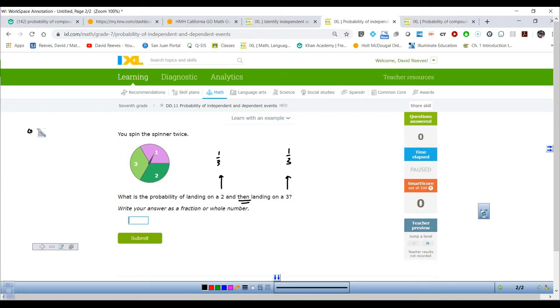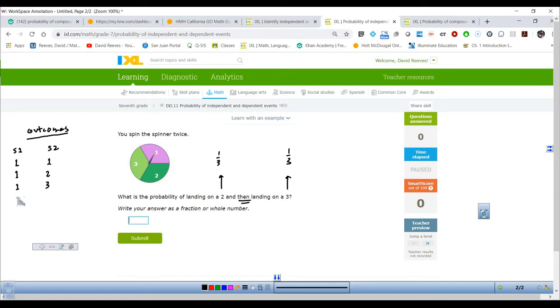So let's quickly look at the possible outcomes and then see if we can come up with the answer to this question. I'm going to put S1 for spin 1, and then I'm going to put S2 for spin 2. If we spin a 1 the first time, what could we get the second time? We could get a 1 again, or we could get a 2, or we could get a 3, right?